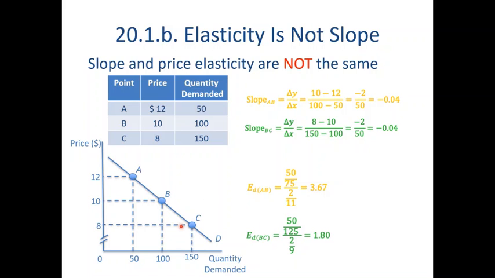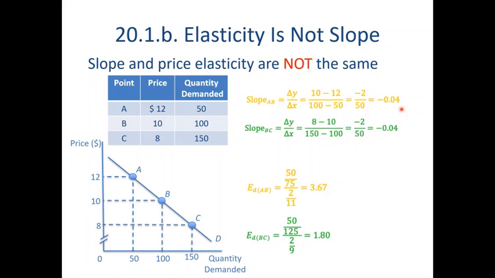Whereas elasticity between B and C would be 50 over 125, which is quantity demanded 2 minus quantity demanded 1 over quantity demanded 2 plus quantity demanded 1 over 2, which is 100 plus 150 over 2, that is 125, over P2 minus P1 over P1 plus P2 over 2. The answer would be 1.80.